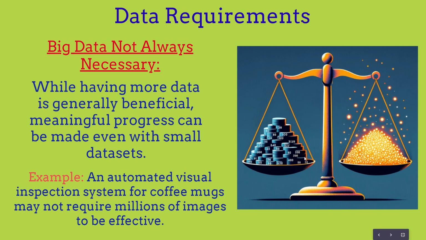And here, as you can see in the picture, we're balancing the amount of data with the amount of value it has. This just summarizes that big data is not always necessary. For instance, as we talked about in this example, if we're trying to identify whether coffee mugs are defective or not, we can easily give only a little bit, maybe a few thousand images of coffee mugs, and we can have a model that will do well. But if we need to identify pictures of a cat or not, then we're going to need a lot more data. So it depends on the type of model that you're trying to make.